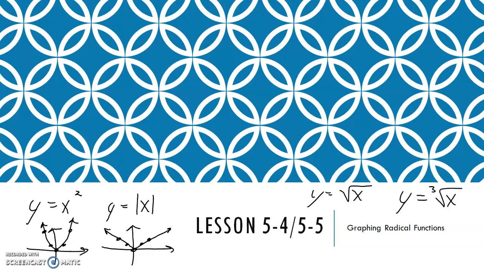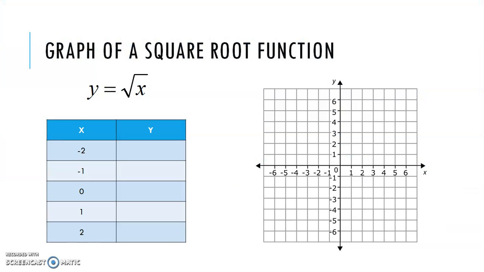So today we're going to learn square root, we're going to learn our cube root, and then you're going to learn about how the shifts will work between those two as well. So, starting off, graph of a square root function. Remember, when we do these, we start out with our function, and since we don't know what they look like, we always start out by making a table. I've got negative 2, negative 1, 0, 1, and 2, same ones that I've been using all along.